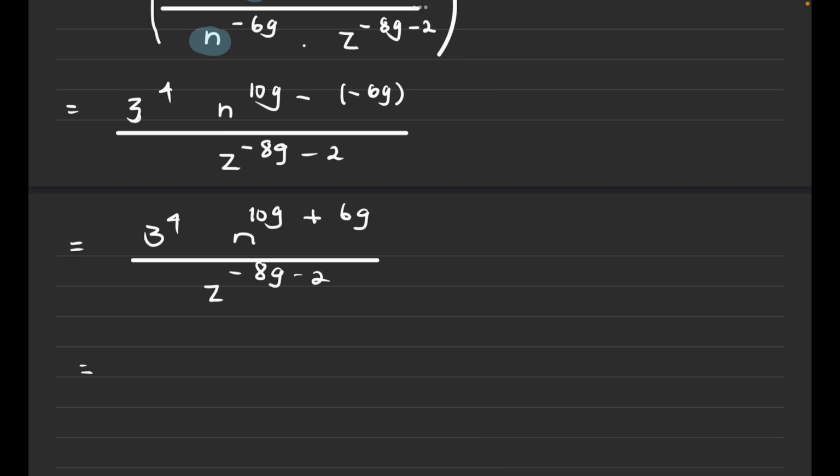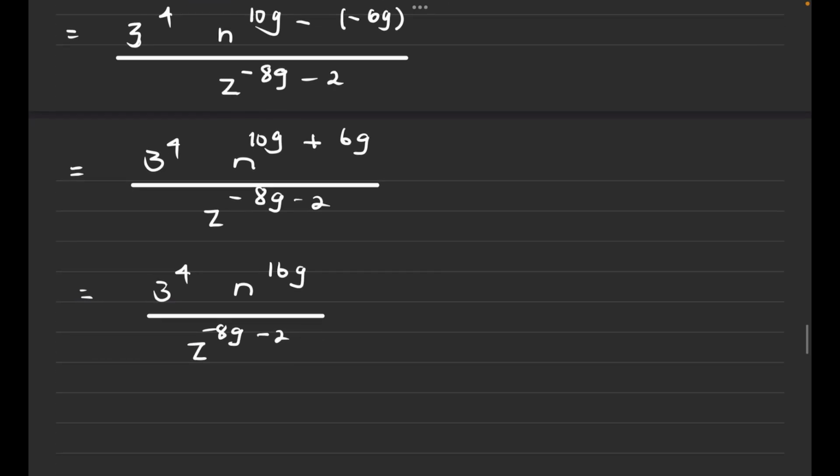This equals to what? 3 to the power 4, 10g plus 6g, that's going to be n to the 16g divided by z to the power minus 8g minus 2. So now, guys, I'm done here.